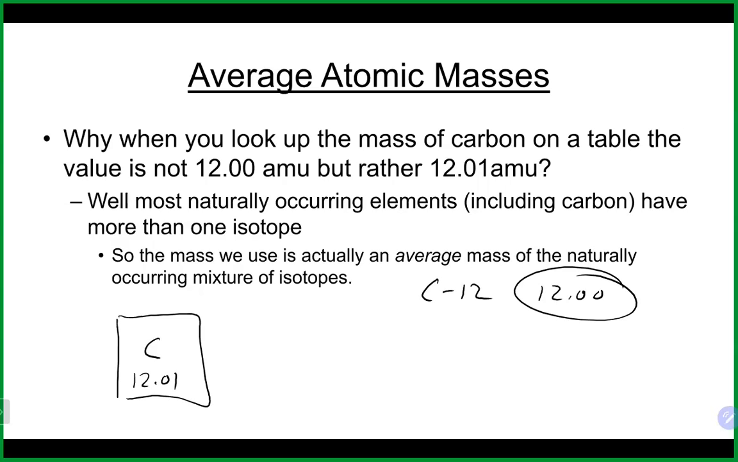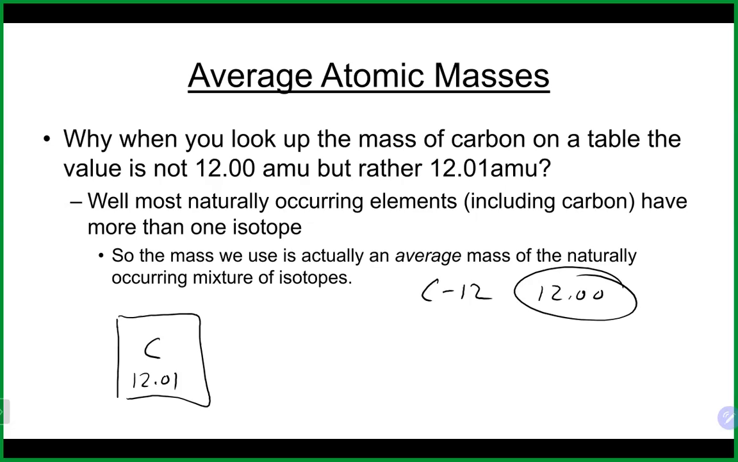So carbon has two isotopes: a carbon-12 isotope, which has a mass of 12, and a carbon-13 isotope, which has a mass of about 13. It's actually the average value of those naturally occurring isotopes, and that's how they get to the 12.01 number, and how they get all the numbers you see on the bottom. That is why they are atomic masses and not mass numbers, because you get a lot of decimals there.